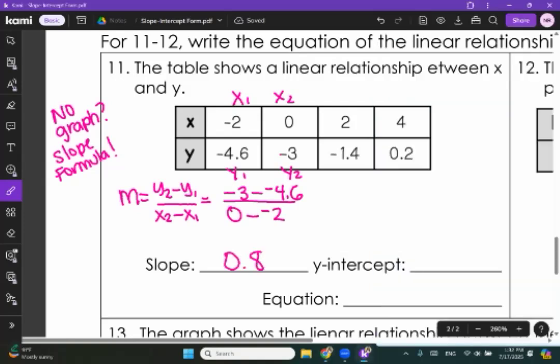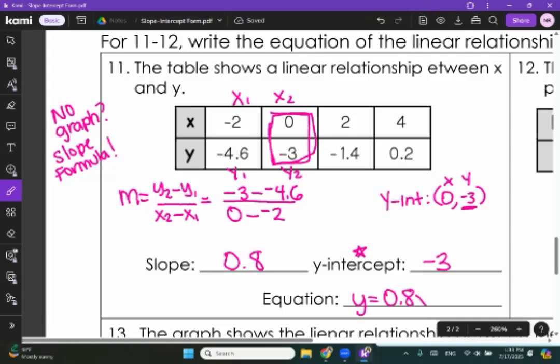And believe it or not, you should be able to spot the y-intercept. What do we know about every y-intercept? In any y-intercept, the first number or the first point is 0 something. So in this case, our y-intercept is 0, -3. Okay, so now we have both numbers that we need. Y is equal to 0.8x minus 3.